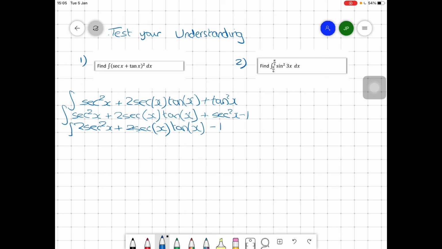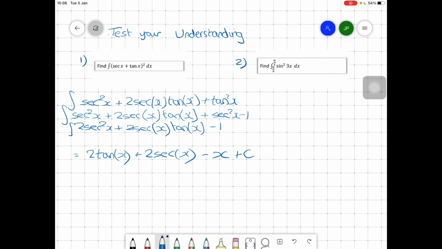So, 2 sec squared, well, sec squared differentiates to tan, integrates to tan even. The 2 is just a coefficient, so we can leave it as it is. So, we'll have 2 tan x. Sec x tan x integrates to sec. So again, we've just got a coefficient of 2 we leave in front. And finally, my 1, nice and simply, integrates to x. Again, do not forget your constant of integration.